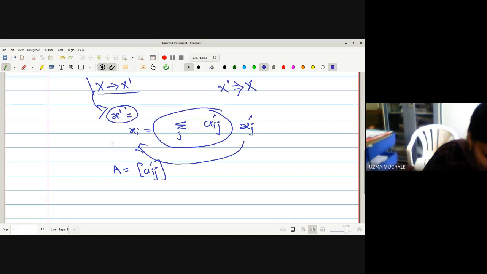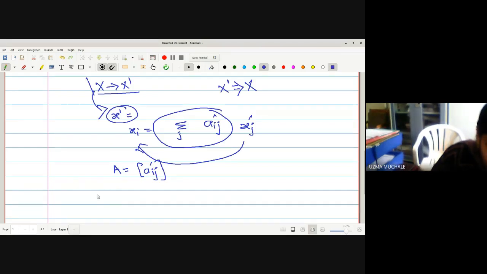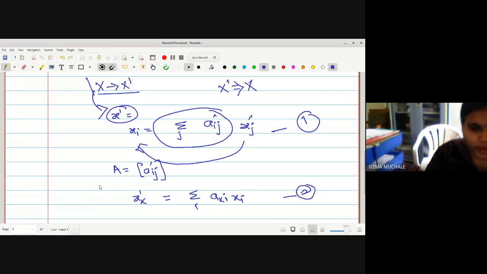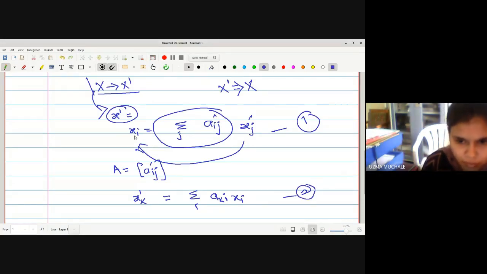Now we have to write down the transformation from x to x dash. It can be written as, since the index i is already used, xk dash is equal to summation over i aki xi. This is equation 1 and this is equation 2. We have written the two transformations: from x dash to x and from x to x dash.